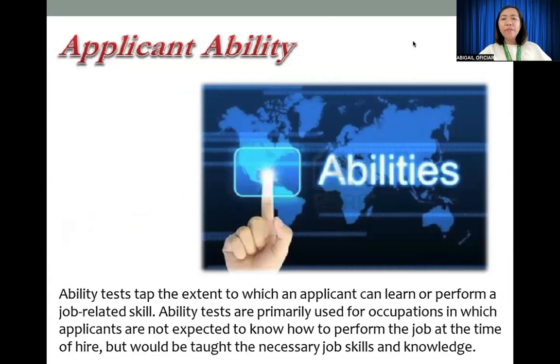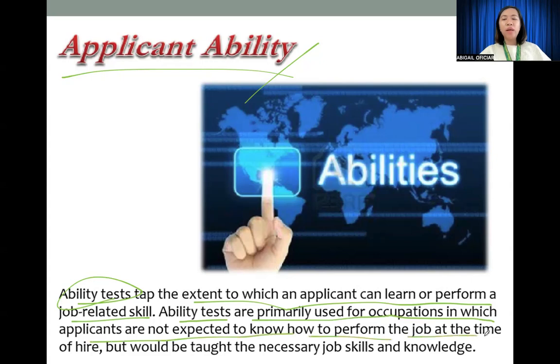Okay, so aside from those, the assessment center also assesses the ability of the applicants. So they can administer ability tests. So ability tests tap the extent to which an applicant can learn or perform a job-related skills. So ability tests are primarily used for occupations in which applicants are not expected to know how to perform the job at the time of hire, but would be taught the necessary job skills and knowledge.